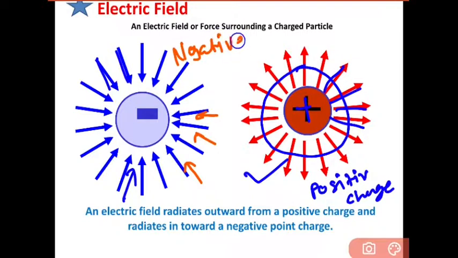Once again, I would like to explain this positive charge and negative charge. Whenever you can see the field is going outward from the point, that is known as a positive charge. And whenever the electric field is going inwards, towards the point, that is known as a negative charge. It is very easy to understand.